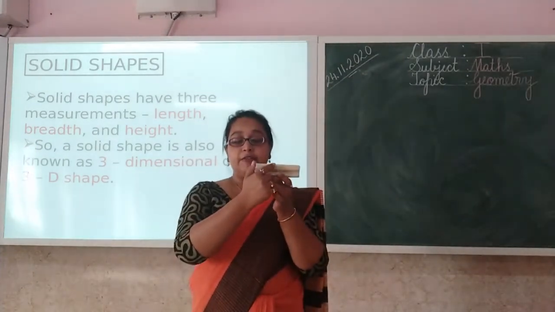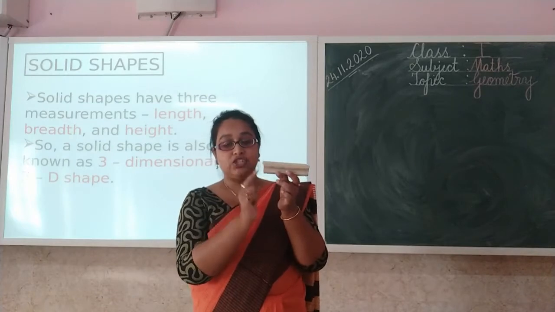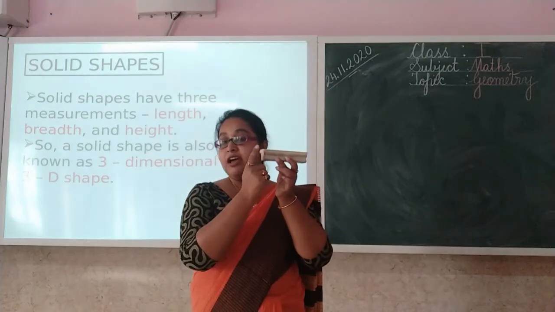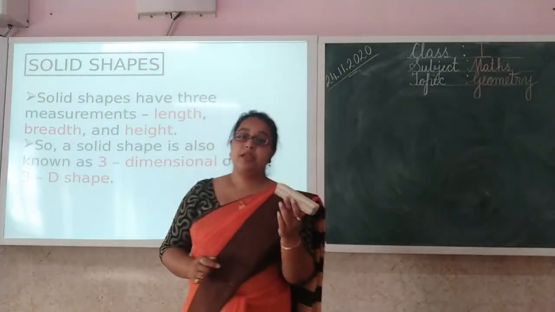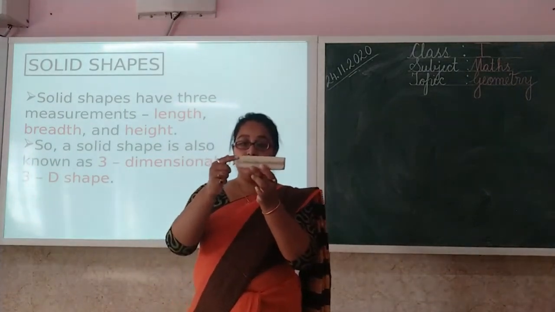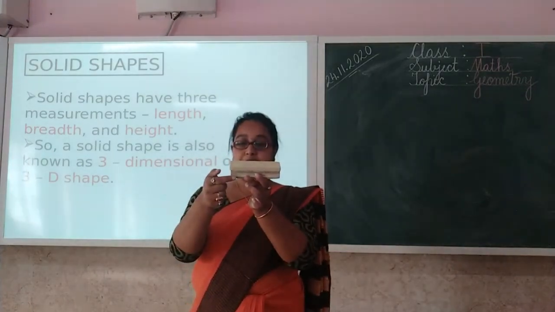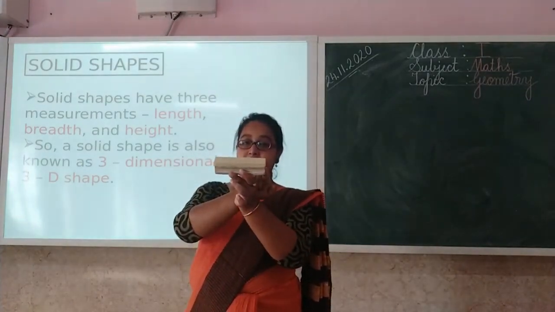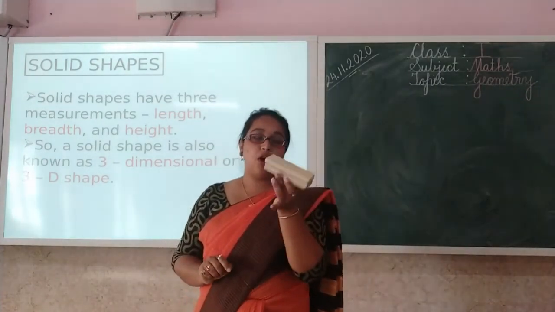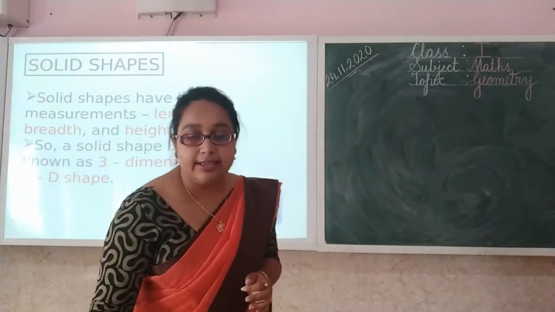What are the vertices? Where 3 edges meet. See? This edge and this edge are coming and meeting in a place. This place is called the vertex or the corner. In a cuboid, we get 8 corners: 1, 2, 3, 4, 5, 6, 7, 8. So we can see 8 corners in this cuboid or cuboid-shaped duster. Okay? Now moving to the next slide.